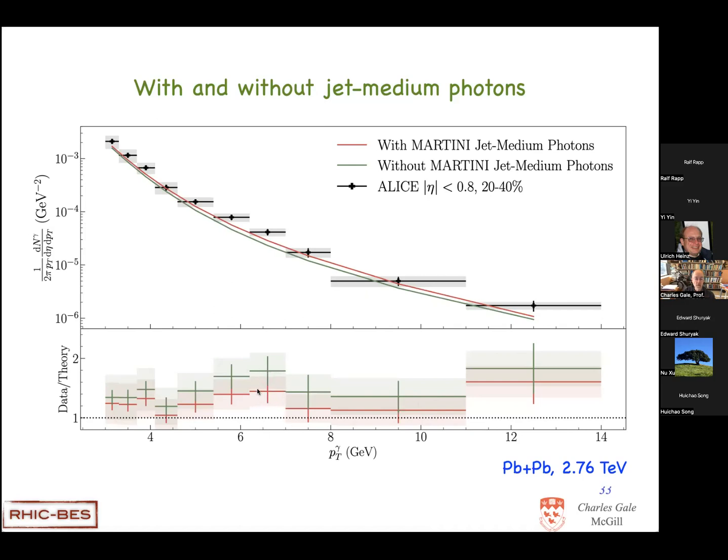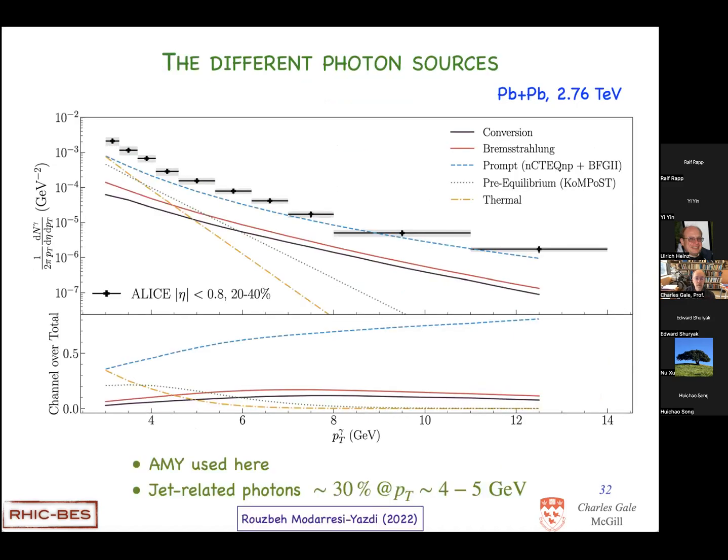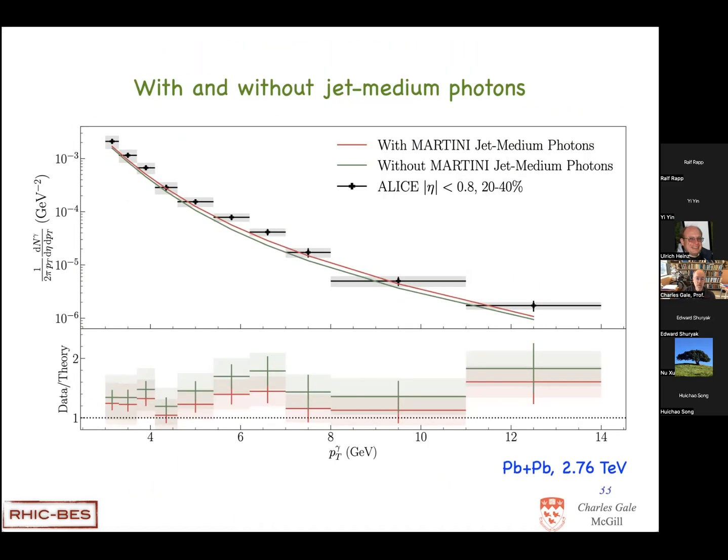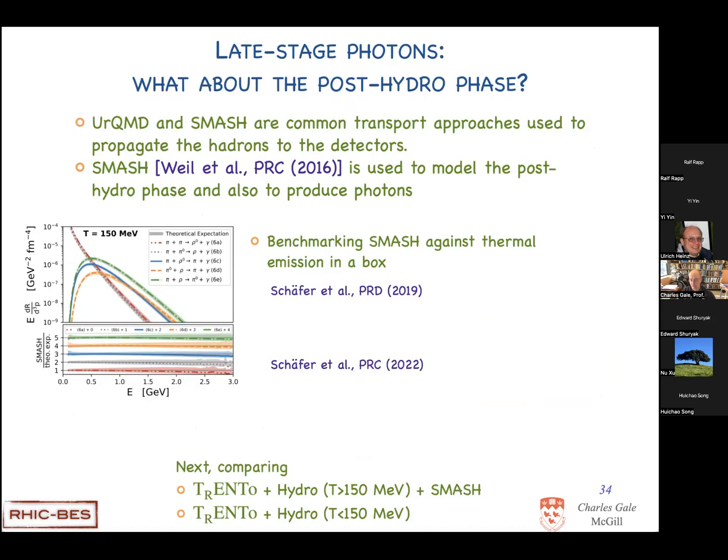There's some uncertainty in the calculation. You can't really tell them apart statistically for the moment in these calculations, which are done by, I should have said this, and if Ruse is listening, I apologize, I had this on a previous slide. This is Ruse Moderazi Yazdi, who's a PhD student here, who does these calculations. So what Ruse finds is that these jet medium contributions are not dominant, but they're nevertheless important. Okay, so that's for the first part of the bookend photons, the earlier part.